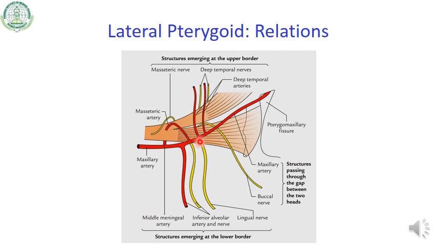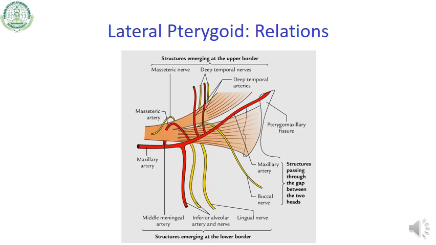Along with these branches of the maxillary artery, few nerves are also lying superficially. Out of that, one is buccal nerve. So this is a buccal nerve. This one is masseteric nerve. Buccal nerve and the masseteric nerve. The deep surface of the lateral pterygoid is related with deep temporal nerve here, then again masseteric nerve, buccal nerve, and also inferior alveolar and lingual nerve.